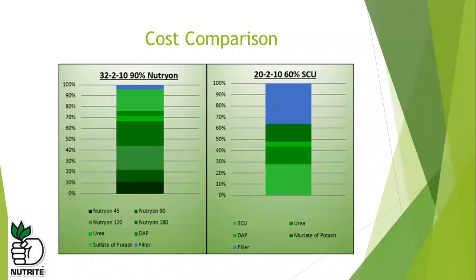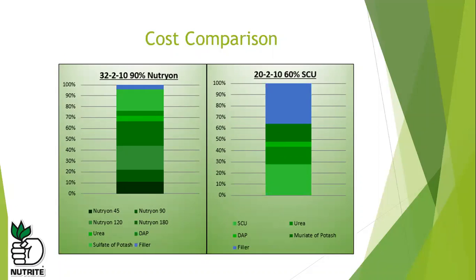We're going to talk a little bit about the cost comparison of two different products. The product on the left is a 32-2-10 with 90% slow-release nutrient. By the various bars there, you can see that it's composed of a nutrient 45-day release, 90-day release, a 120-day release, and a 180-day release in various blends. And the urea and diammonium phosphate as well is in the bag. The blue bar at the top represents the small amount of filler that's needed in a 90% slow-release product.